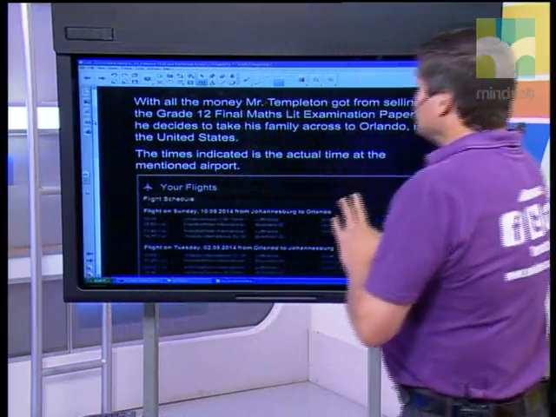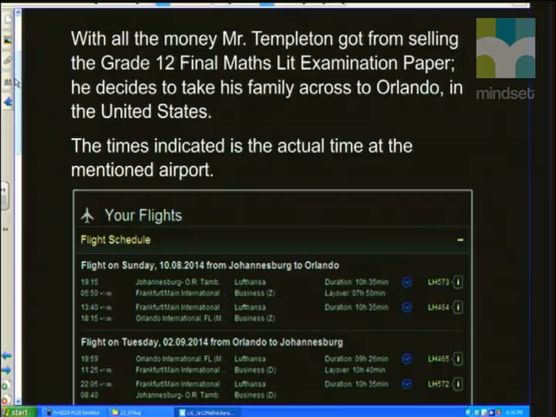Okay, right. Let's look at a phenomenal topic, and that's this whole thing of exchange rates. Let's have a look at the question behind me. So with all the money Mr. Templeton, that's now me, okay, with all the money Mr. Templeton got from selling the grade 12 final maths lit examination paper, he decides to take his family across to Orlando in the United States. The times indicated is the actual time at the mentioned airport.